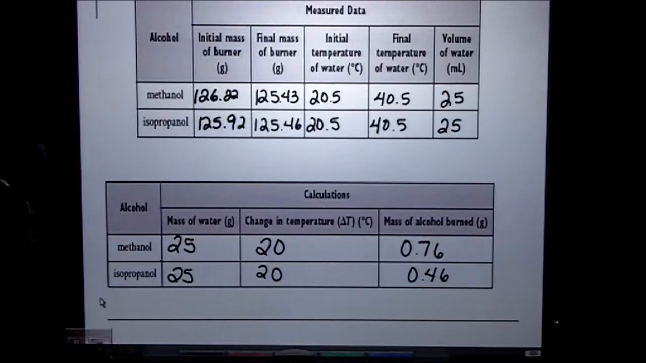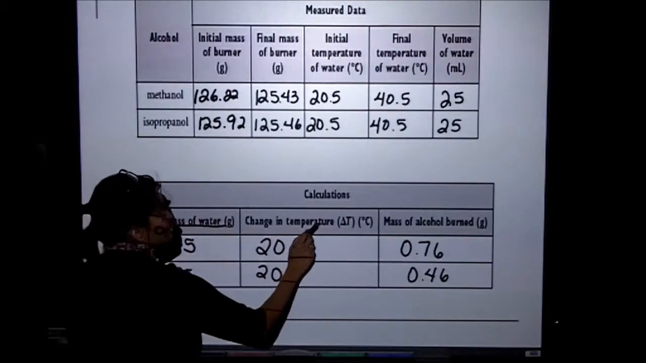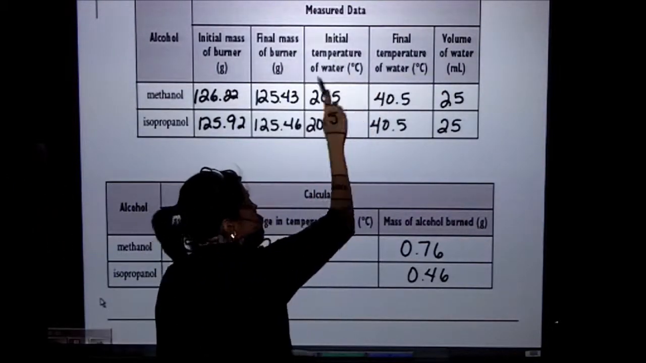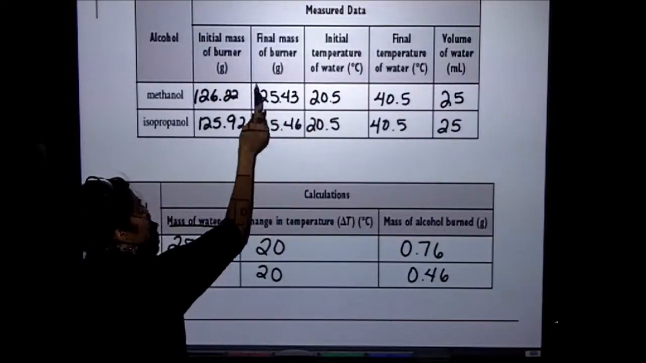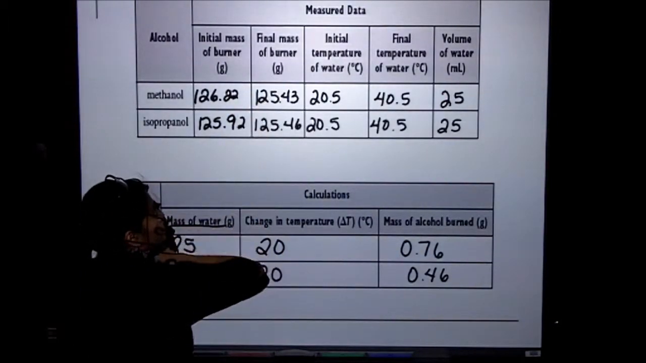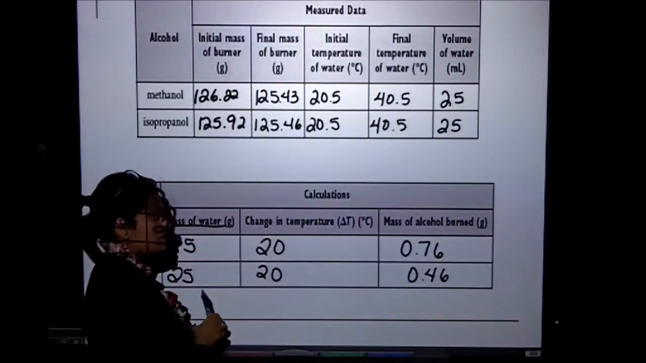So to fill in this table, for the mass of water, this is how much water, or the volume of water that you used in grams. The change in temperature, you take your final temperature minus your initial temperature. And the mass of alcohol burned is your initial mass of burner minus your final mass of burner, or you can flip-flop them as long as you take the absolute value.